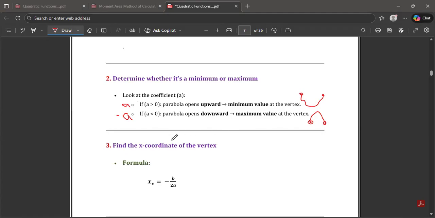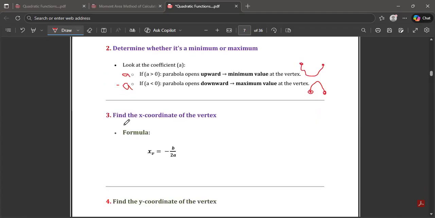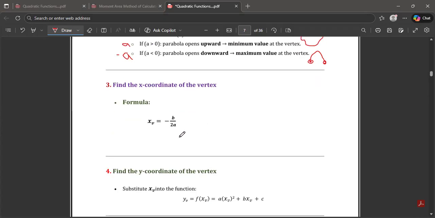Good. Here too, in our step 3, they say we should find the coordinates of the vertex. So you know how to find the coordinates of the vertex. The x coordinate of the vertex is calculated with the formula x at v is equal to minus b over 2a.